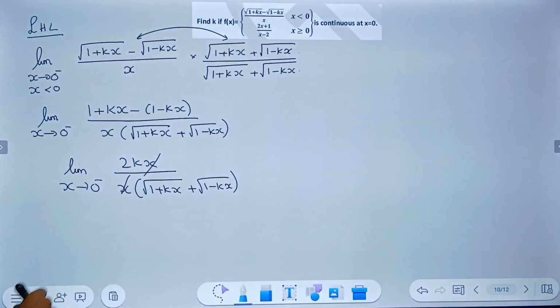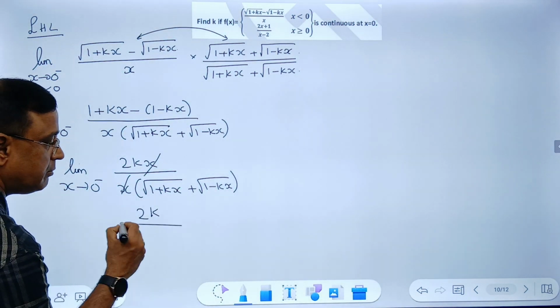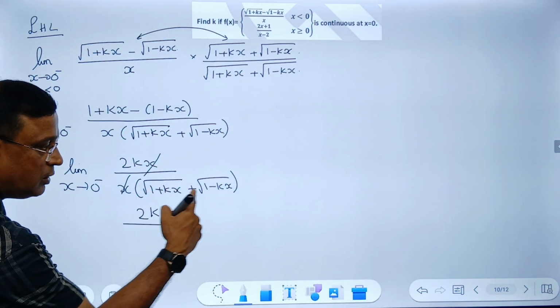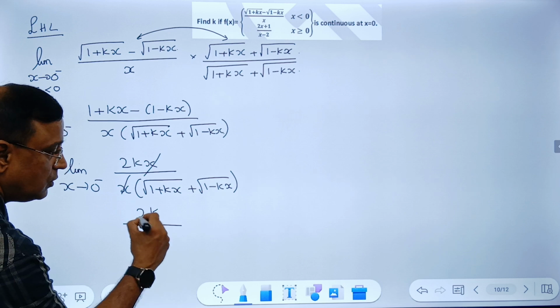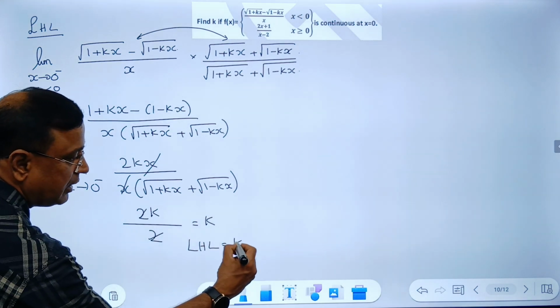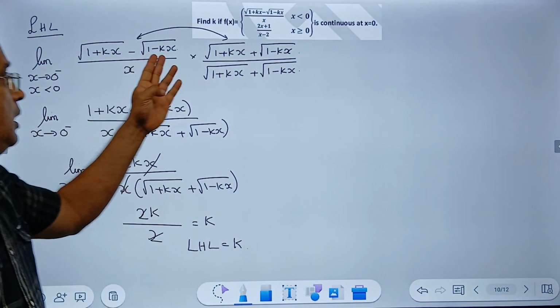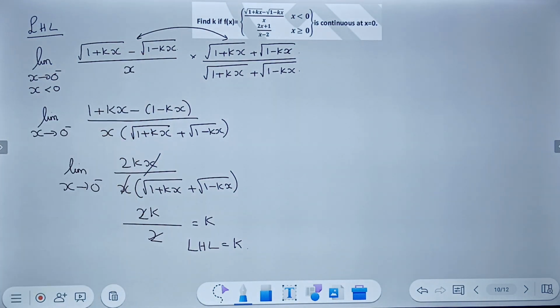x gets cancelled. Now on direct substitution, what do you get? 2k divided by, x is 0, so root 1 plus root 1 is 2. So my left hand limit is k. Very simple. Class 11th. Okay? Under the type rationalization. Okay.